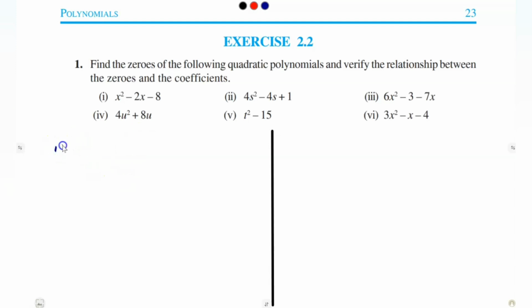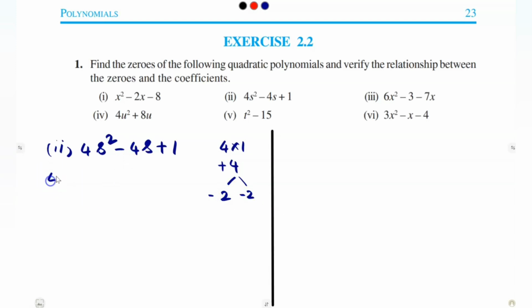Second question is 4s square minus 4s plus 1. Here the variable is s. Now let us factorize this polynomial by taking the factors of 4 times 1, which is 4. We want the middle term as negative 4, so 2 times 2 is 4. So let's put a negative sign for both. If you multiply, you'll get plus 4, and if you add the integers, you'll get minus 4. So these are the suitable factors for us.